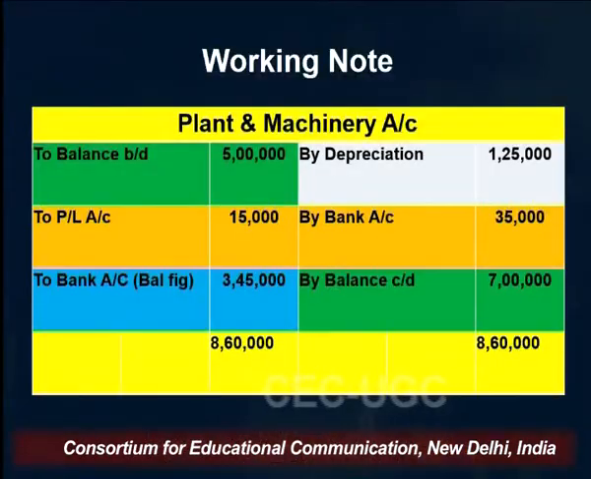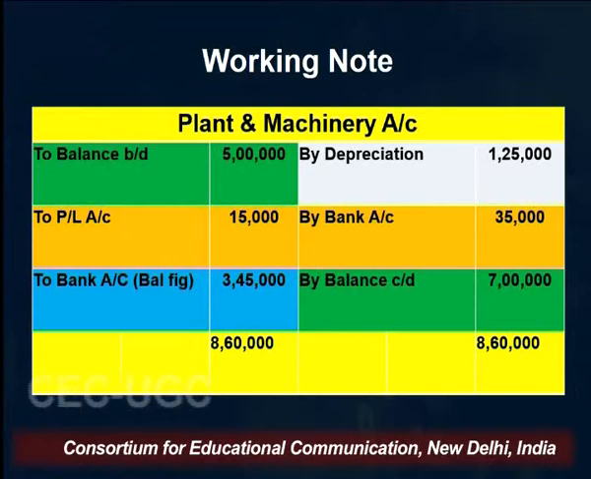So getting aligned with what I said, what suggestions I gave, I'm starting this problem with the working note. I'm telling you how to solve it. So first of all, what I have done, I have opened this plant and machinery account. On your screen it is visible. I have taken the opening balance of plant and then closing balance of plant from the balance sheet.